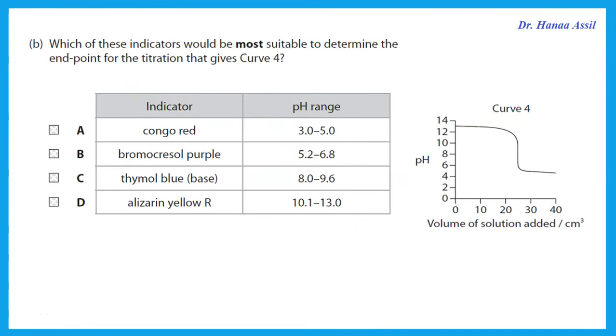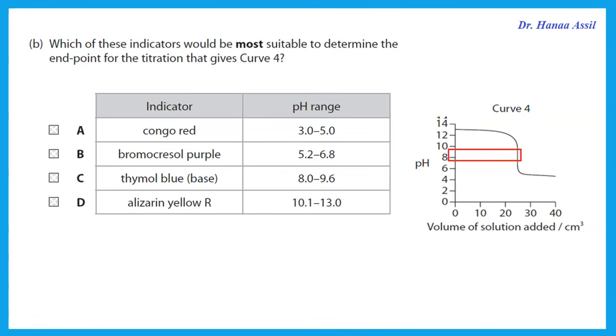Which of these indicators would be most suitable to determine the endpoint of the titration that gives curve 4? So, to determine which indicator is suitable, we look at the equivalence point in the curve, which is the midpoint in that sharp decrease in pH. So, obviously, the equivalence point here is somewhere around 8 to 9 or below 10. So, which indicator has this kind of pH range? Obviously, it is thymol blue.